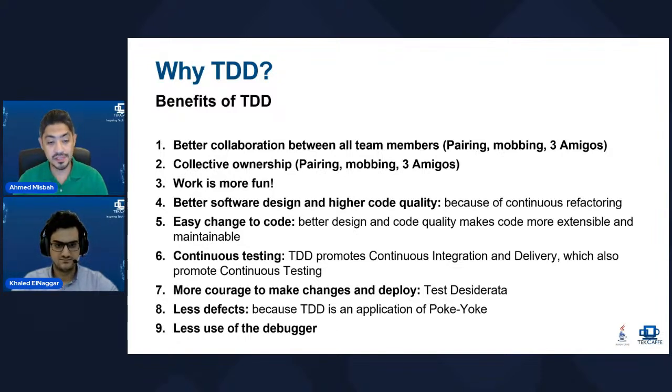It promotes continuous testing because you run your test suite in every TDD cycle. As we've seen, it's think, red, green, refactor, integrate. So every time you push your code with the tests to source control, this allows the tests to run again on your CI server and thus promotes continuous testing. It gives you more courage to make changes and deploy. And this is actually one of the principles from Kent Beck's Test Desiderata.